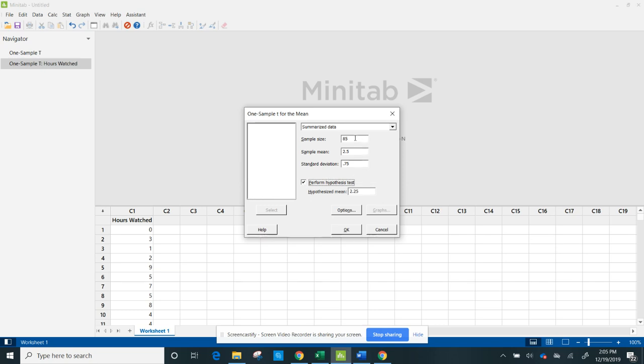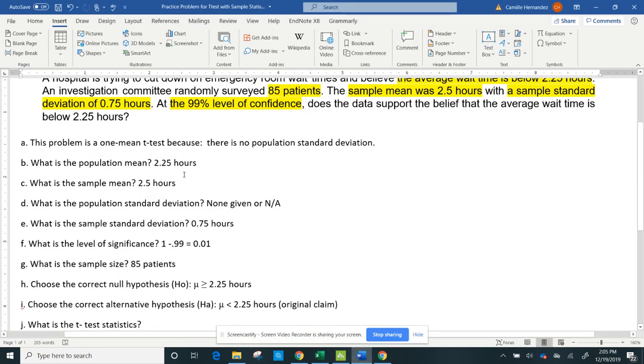Again, sample size is 85. Sample mean is 2.5. The sample standard deviation is 0.75. Hypothesized mean is 2.25. Again, it helps if you keep everything straight. The biggest errors I see are when students flip the sample mean and the population mean. It'll give you some wonky stuff when you do that. So you want to make sure you know which is which. Again, the population mean is what's in the hypothesis. The sample mean is what's coming from your sample that you're comparing to the population.